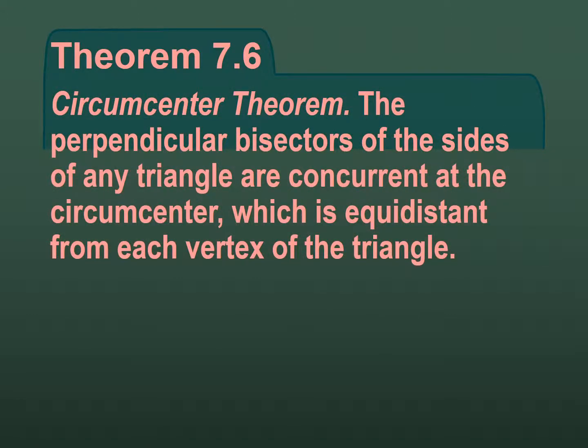Our next theorem is called the Circumcenter theorem, and that is where the perpendicular bisectors of the sides of any triangle are concurrent, and that's called the circumcenter. So the point where, if you make perpendicular bisectors on all three sides, the point that they come together is called the circumcenter.